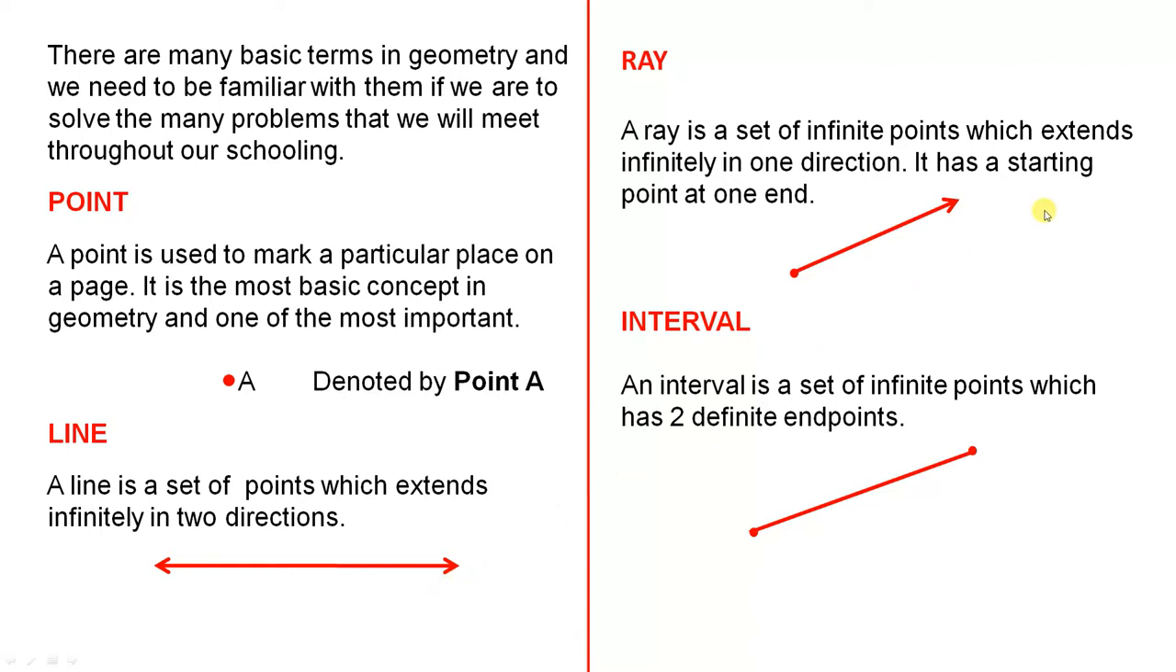A ray. A ray is a set of infinite points which extends infinitely in one direction. It has a starting point at one end. So here is the starting point, and it extends infinitely in that direction as determined here by this arrow. That arrow tells us that it starts there and keeps going in that direction infinitely.